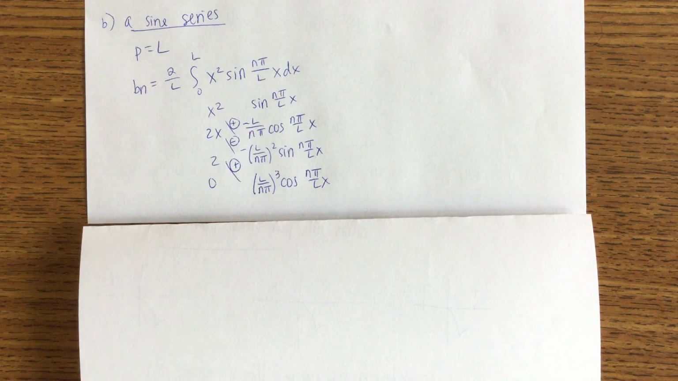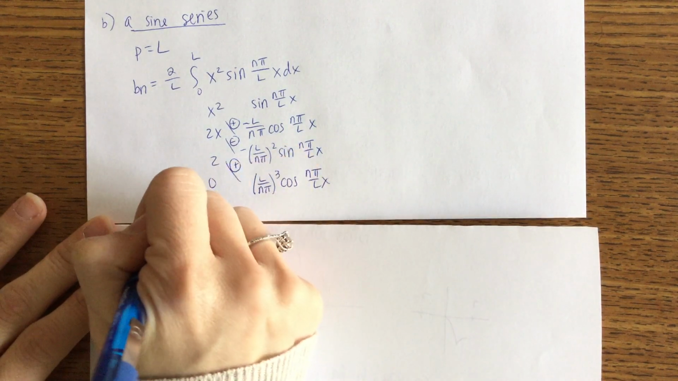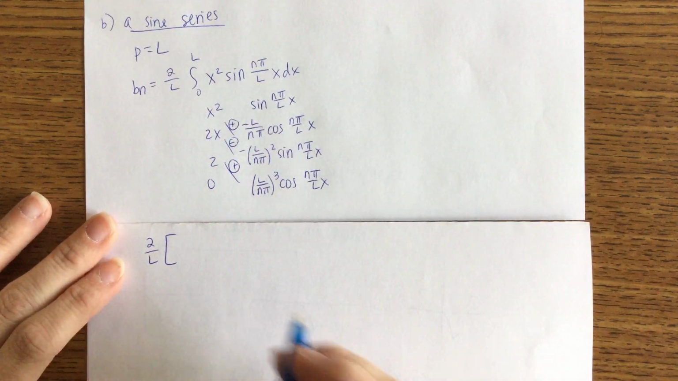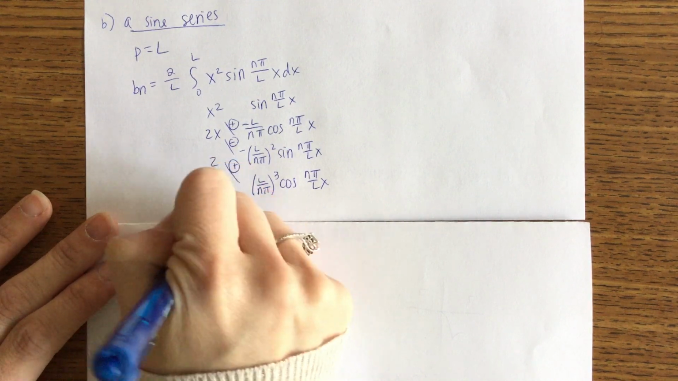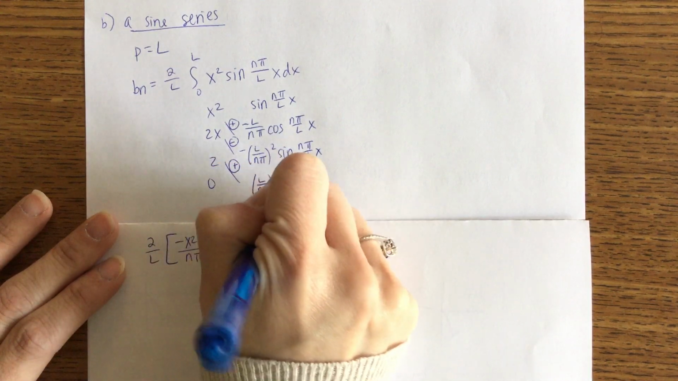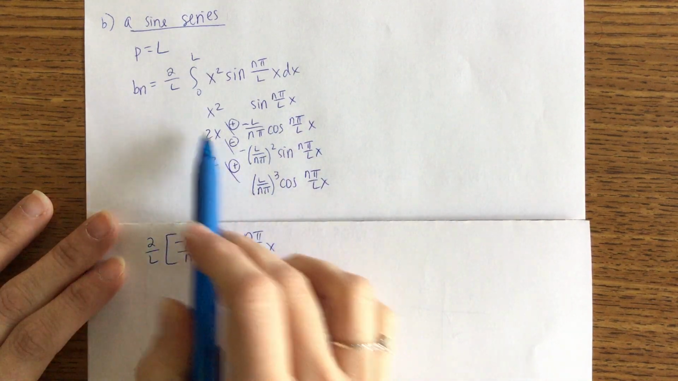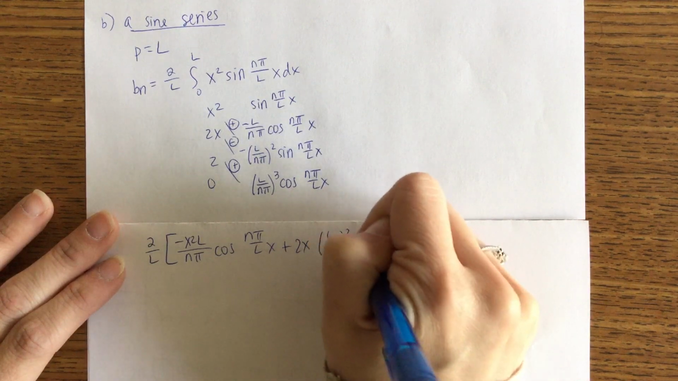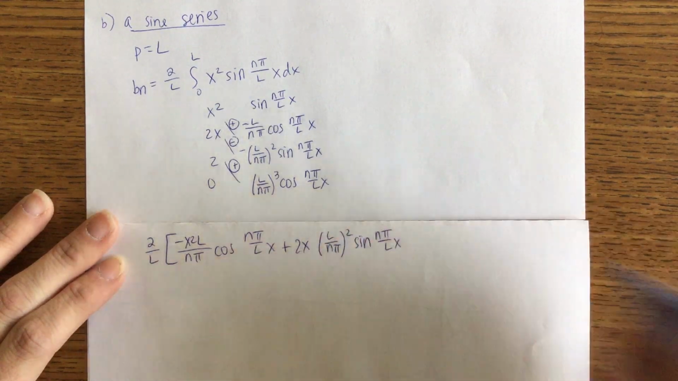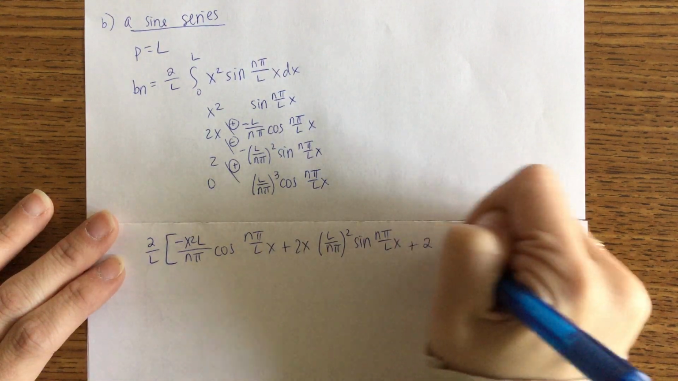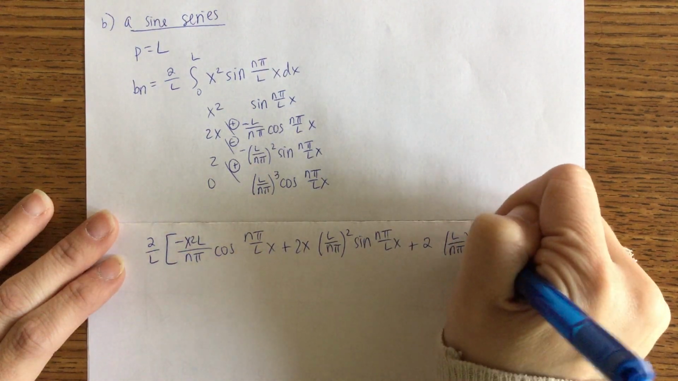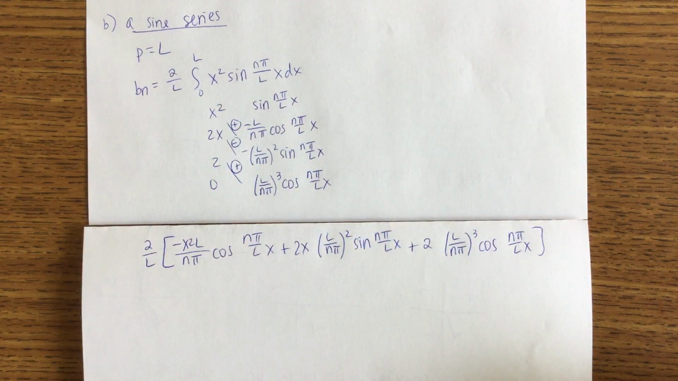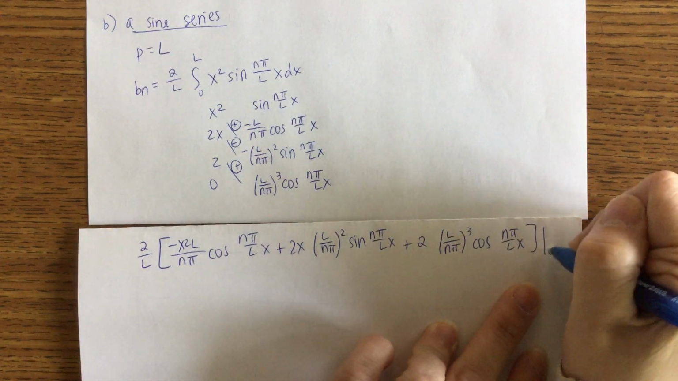Okay, so combining all of that then, we get 2 over L times the quantity negative x squared L over n pi cosine of n pi over L x, add 2x L over n pi quantity squared sine of n pi over L x, add 2 times L over n pi cubed cosine of n pi over L x. We need to evaluate all of that from 0 to L.